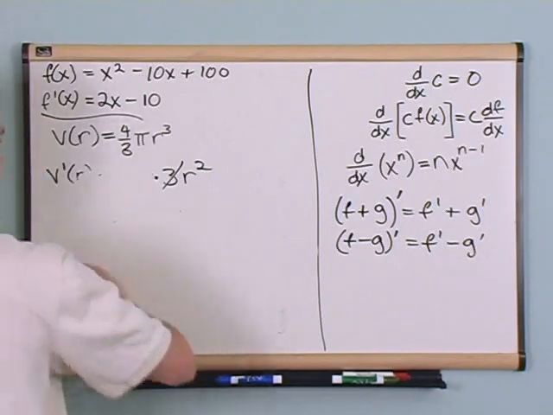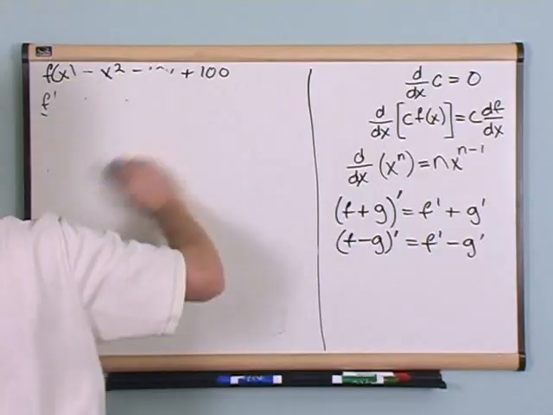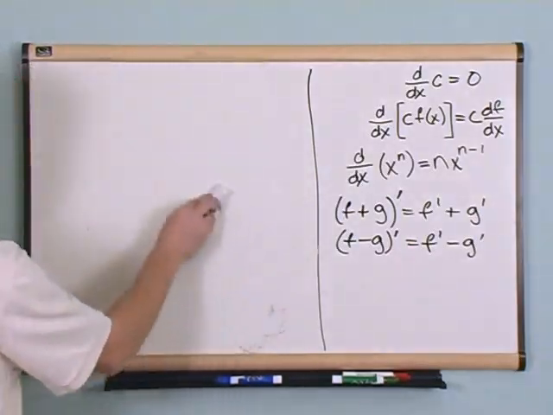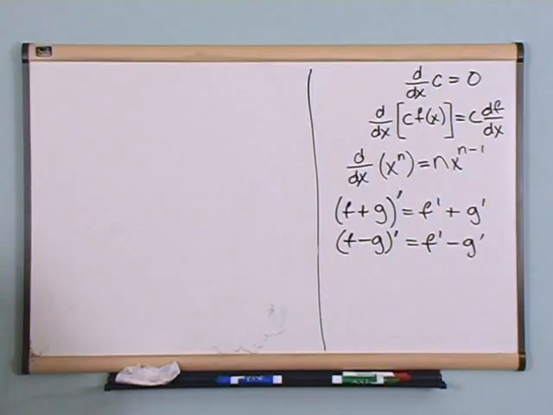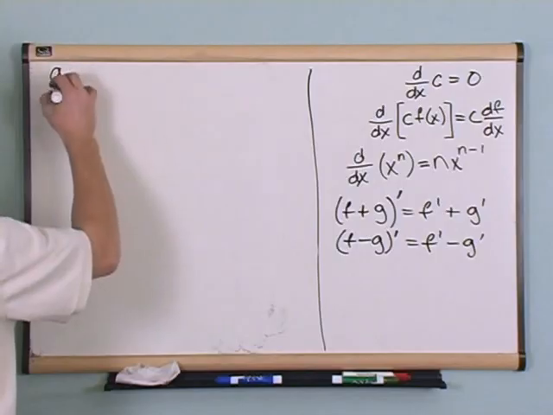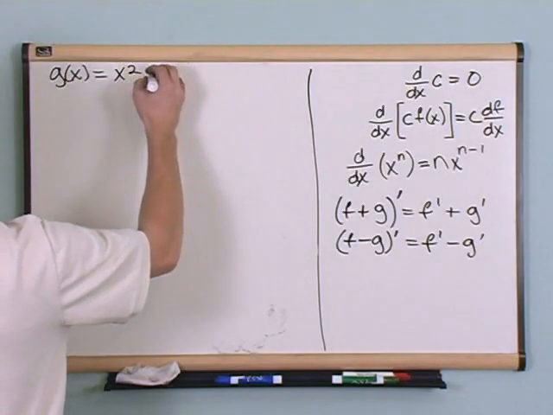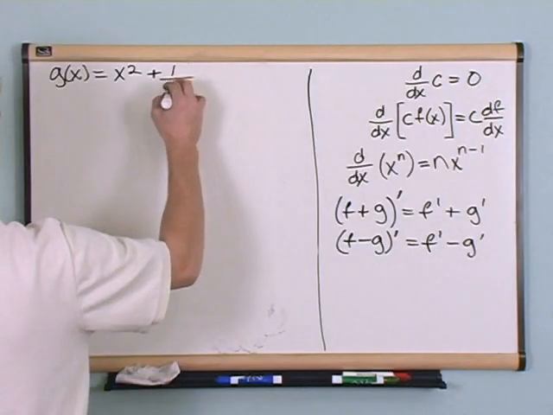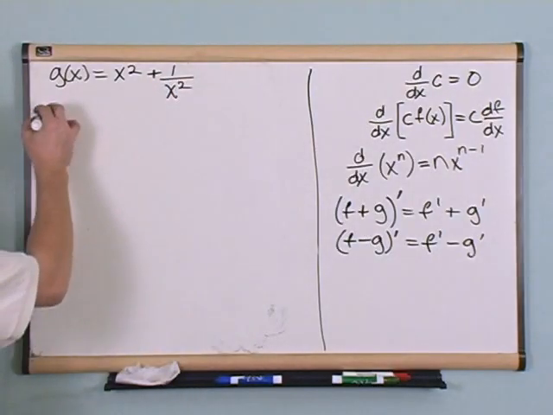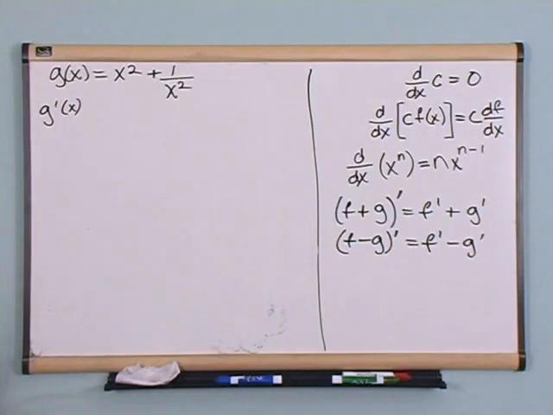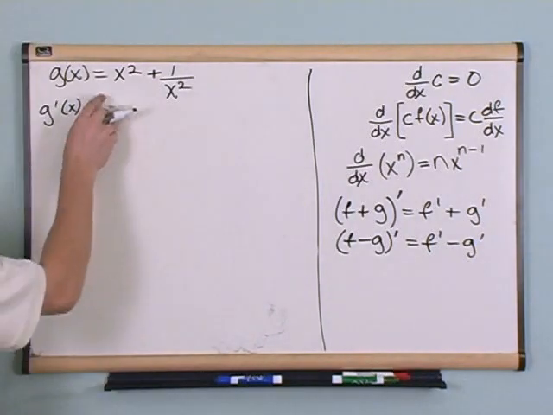Now, I'll go ahead and do one more quick example of how to apply these particular formulas here, and then I'll go on and I'll teach you another one. What if you have g of x, and that's equal to x squared plus 1 over x squared? And they say, what is g prime of x? That's what you're trying to find. What is g prime of x?